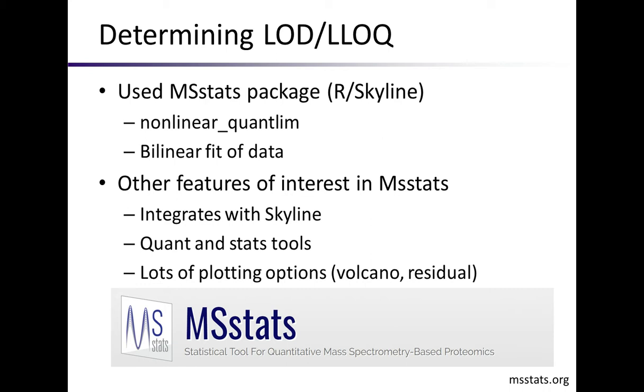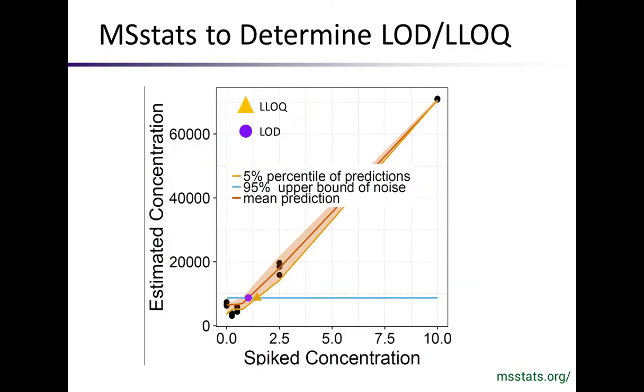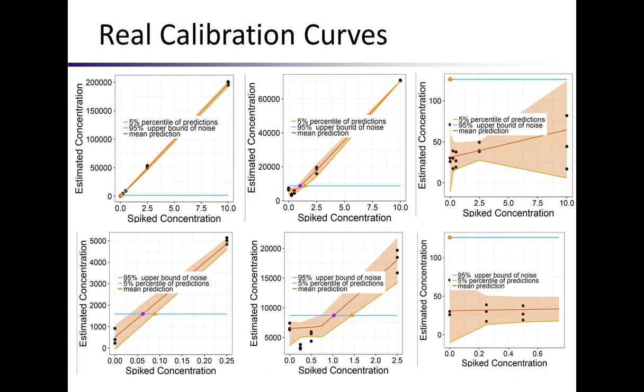Some other features of interest for MS Stats is that it does integrate with Skyline. It has quant and stats tools and lots of plotting options. So you can do volcano, you can do residual. I actually just found yesterday the TMT quantification is also included in MS Stats if you want to do that. This is what the data looks like when you plot it. So you see your little hockey stick sort of calibration curve here.